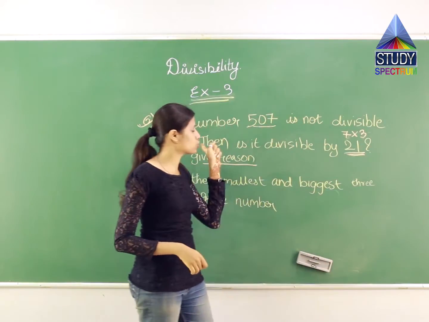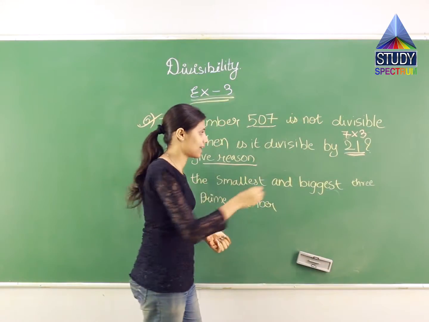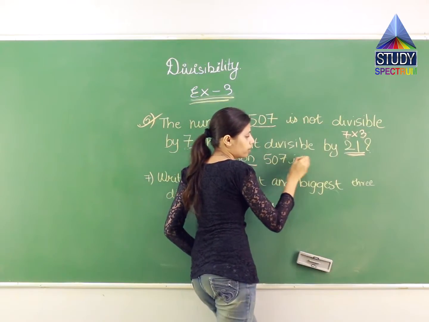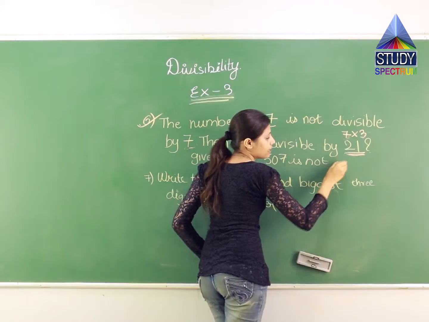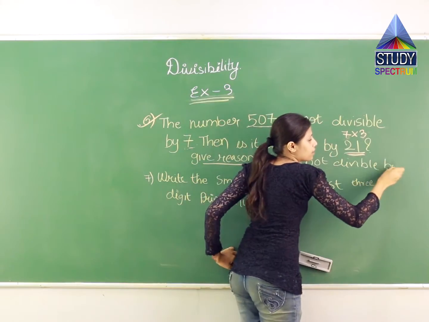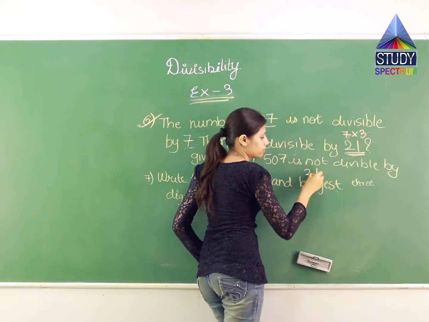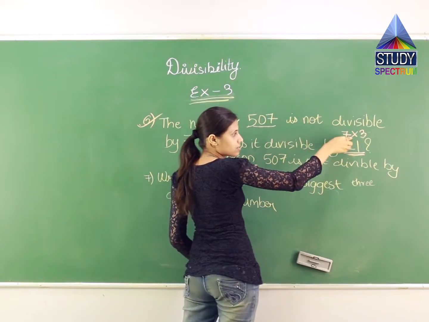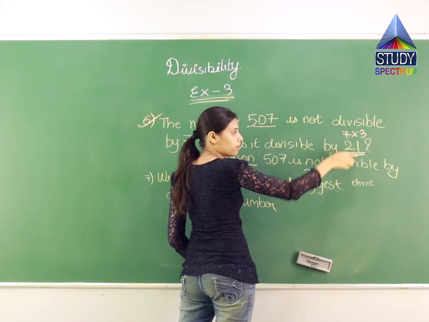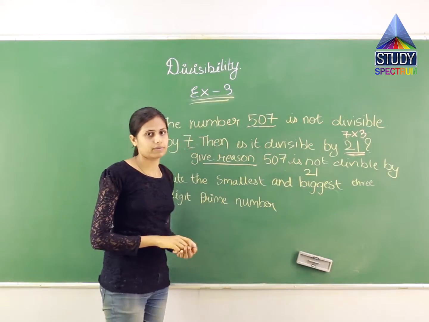But as 507 is not divisible by 7, I can say that 507 is not divisible by 21. So, clear with it? As 507 is not divisible by 7, it will not be divisible by 21.